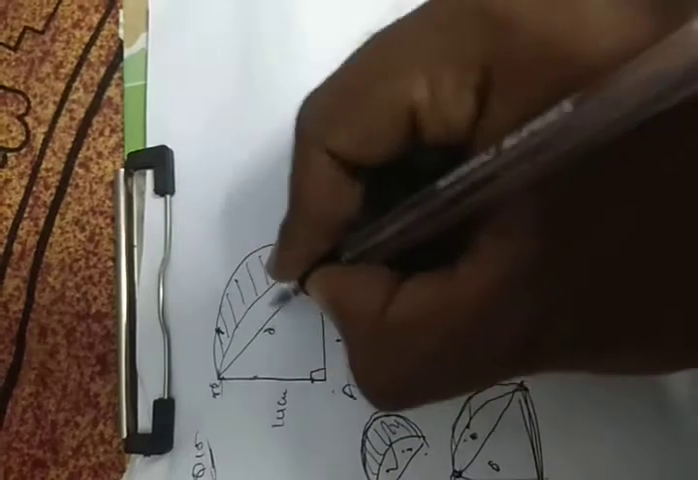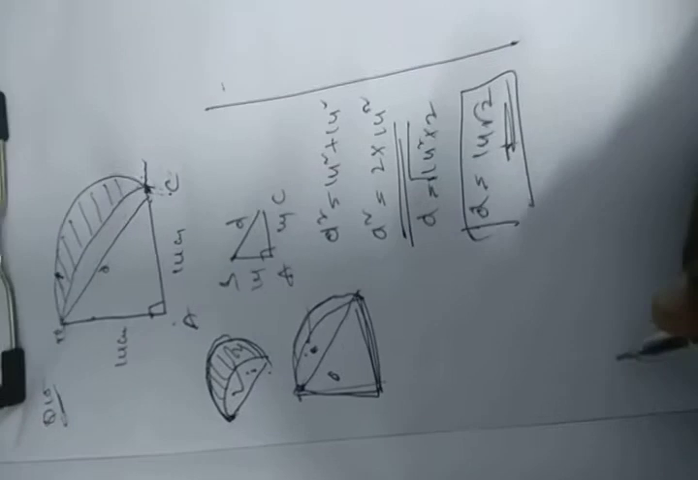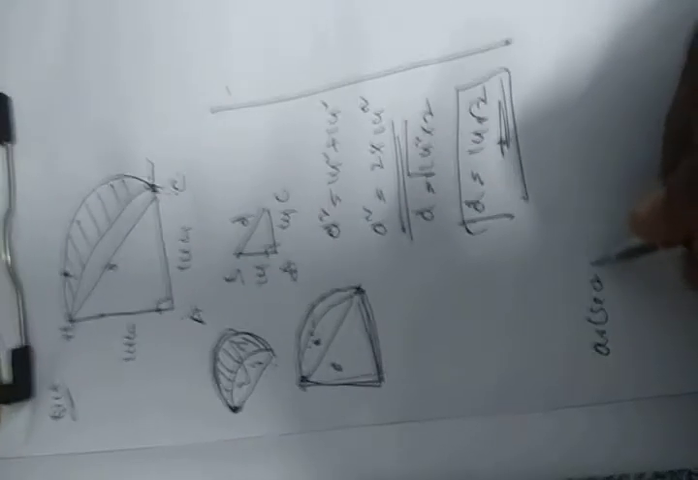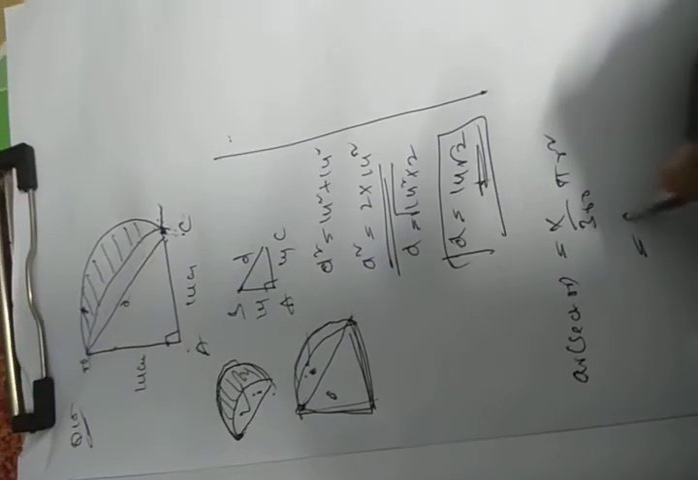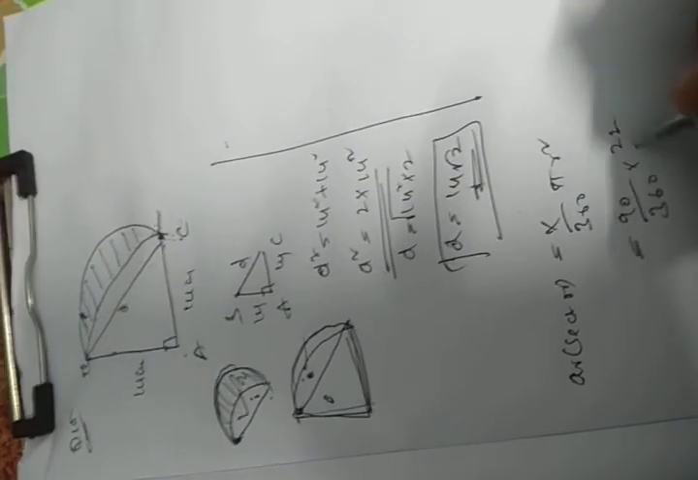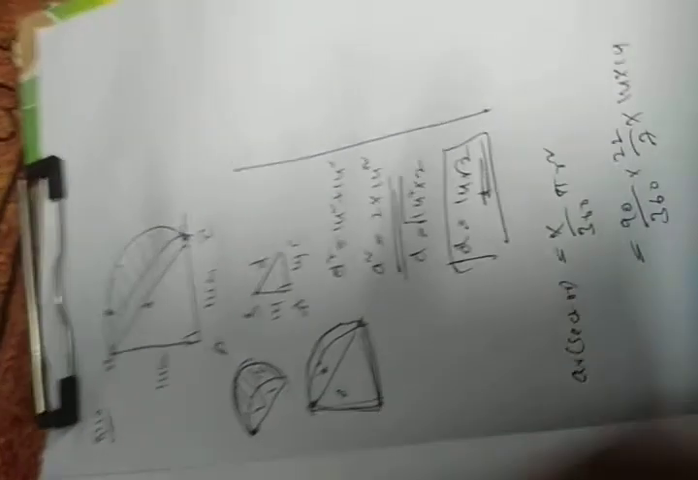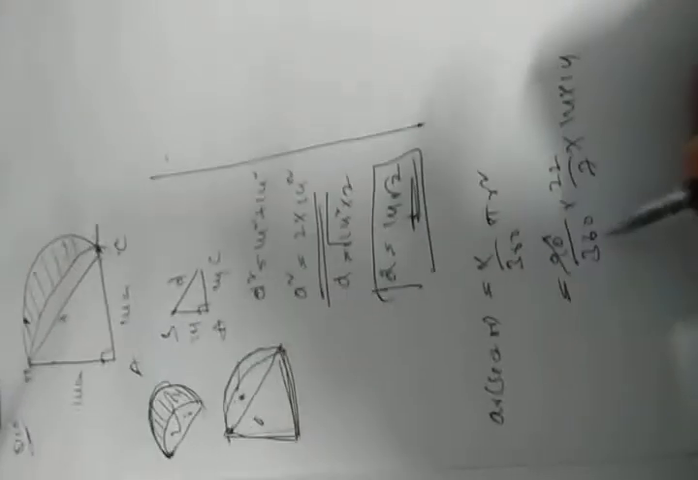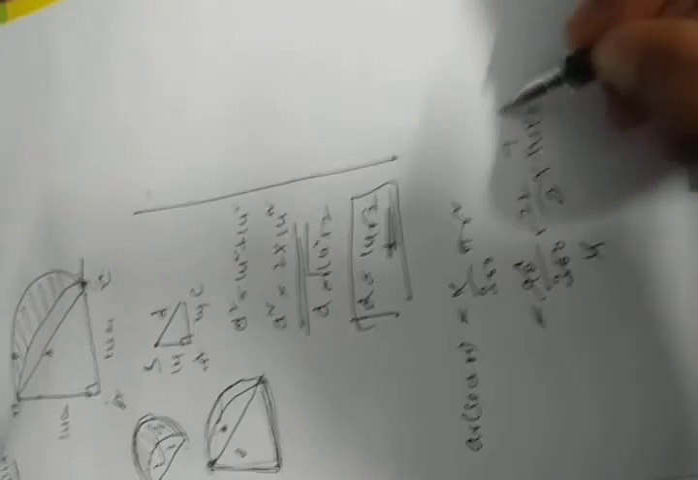Next, first I am calculating this area. How can I calculate? First, area of the sector. Area of the sector is equal to x by 360 into pi r square, 90 by 360 into 22 by 7 into radius, which is 14, into 14. 4 cancels directly, 7 2s are 14, 7 will be cancelled. You will get this one as 154 centimeter square. This is the area of the sector.